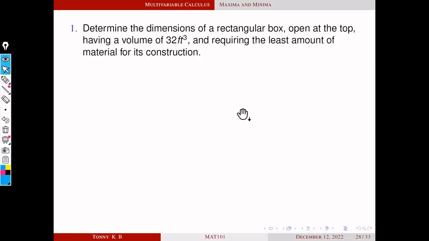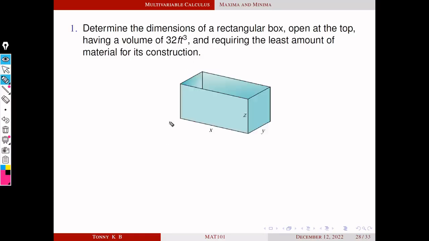Okay, consider this problem. Determine the dimensions of a rectangular box open at the top having a volume of 32 feet cube and requiring the least amount of material for its construction. Here it is given that the top is open, and we have to find the least amount of material for constructing a rectangular box having volume of 32 feet cube. That's our problem. So there is no top portion. We have 1, 2, 3, 4, 5 sides.